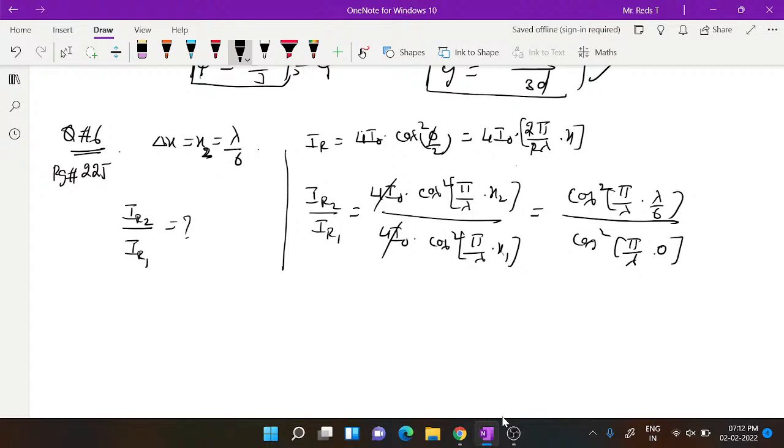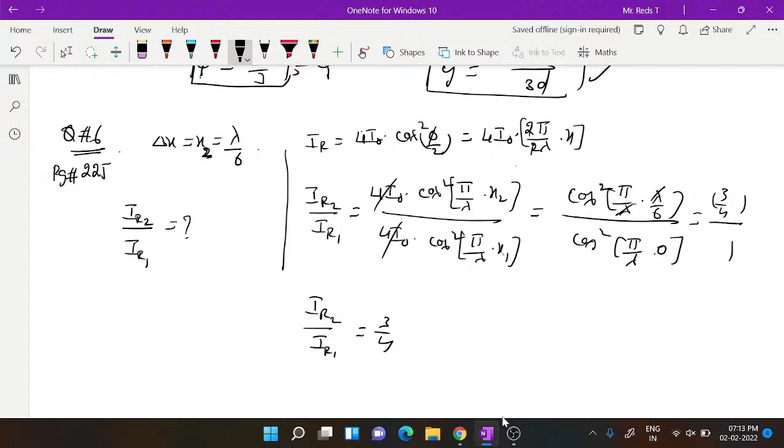Then this entire thing is 0. Cos 0 is 1. So here lambda lambda cancel. Pi by 6 is 30 degrees. Cos 30 is root 3 by 2. Whole square is 3 by 4. So here it is in terms of the values they have given. So IR2 by IR1 is equal to 3 by 4.